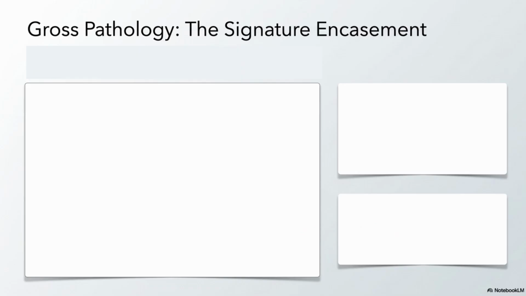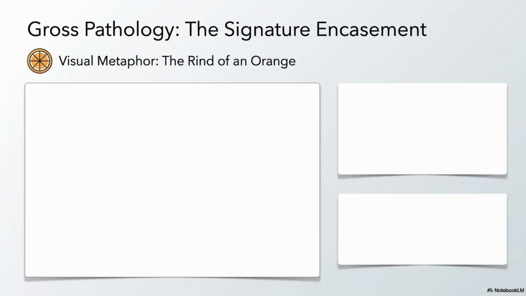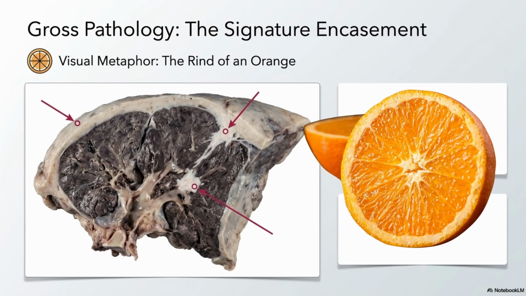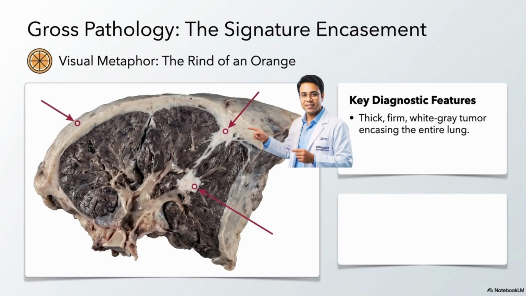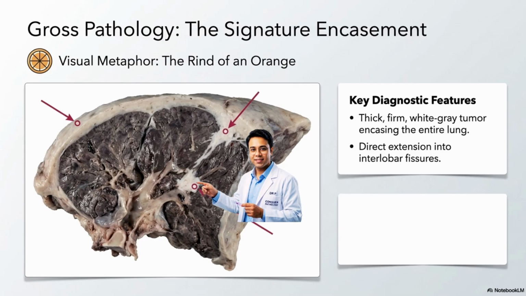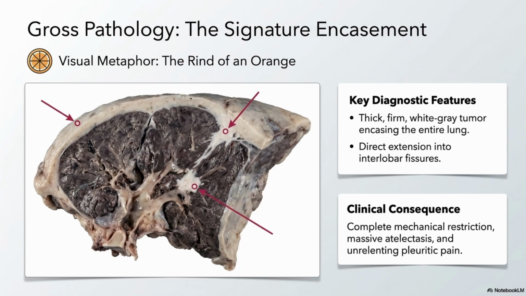Looking at the gross pathology, we see the signature encasement. The visual metaphor I want burned into your brain is the rind of an orange. The key diagnostic features are a thick, firm, white-grey tumor that completely encases the entire lung, with direct extension deep into the interlobar fissures. The clinical consequence of this is devastating. Complete mechanical restriction, massive atelectasis, and that unrelenting pleuritic pain our patient experienced.